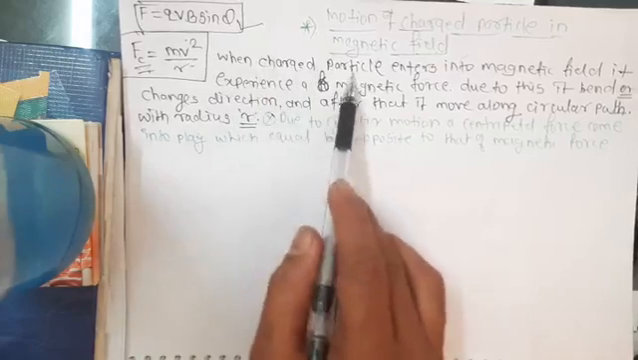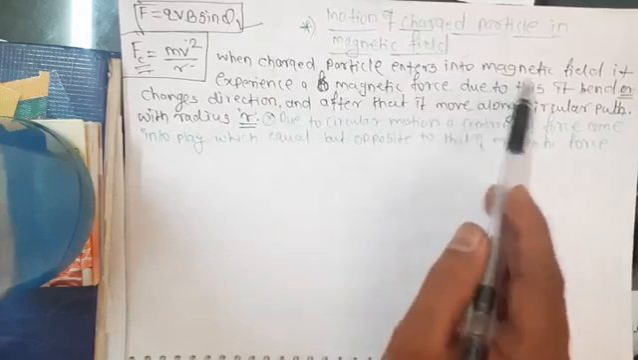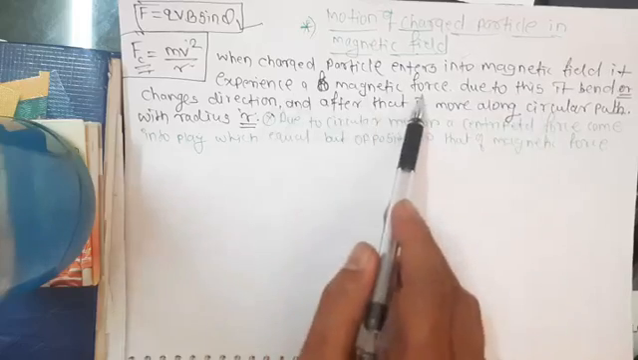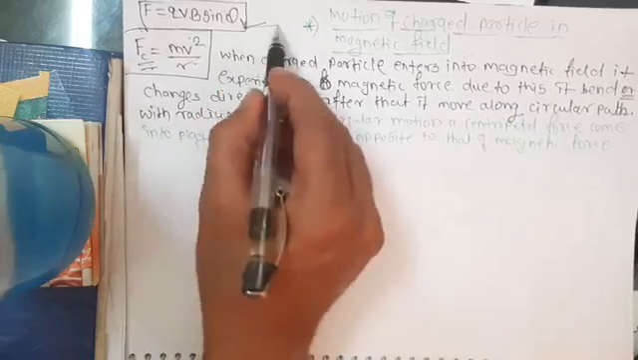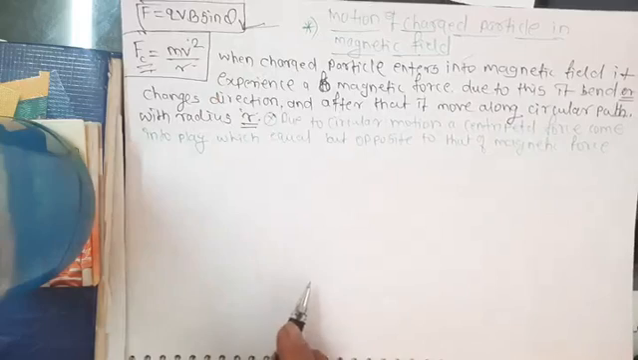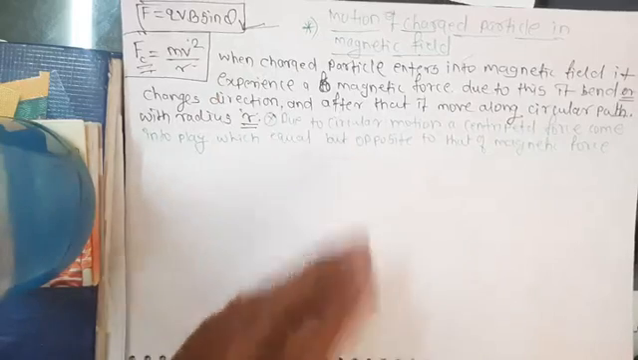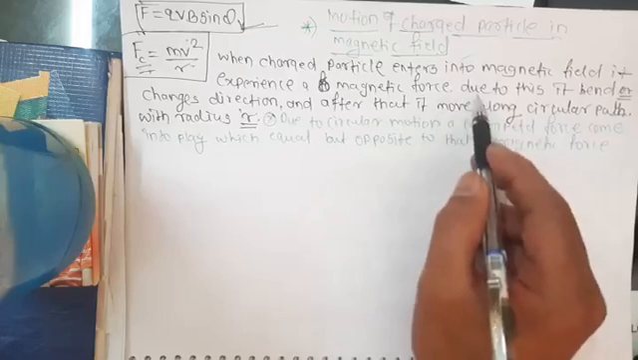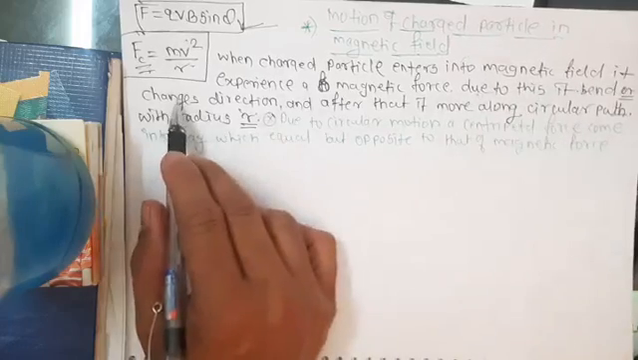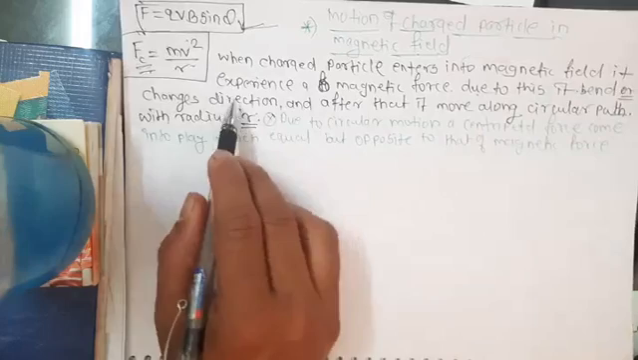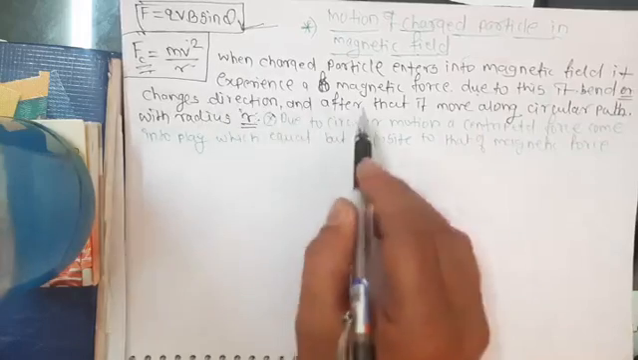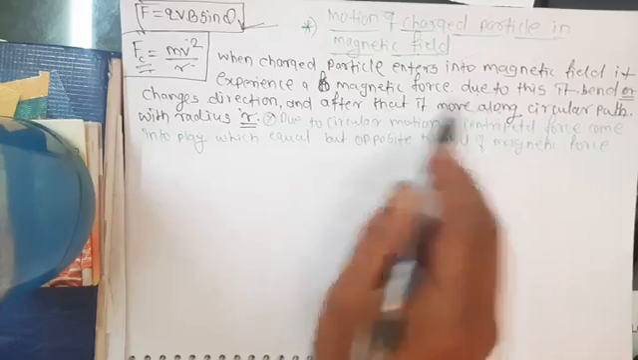When the charged particle Q enters the magnetic field, it experiences the magnetic force, and that force is F = QVB, and according to that it will deflect. Next, due to this it bends or changes its direction, and after that it moves along the circular path.